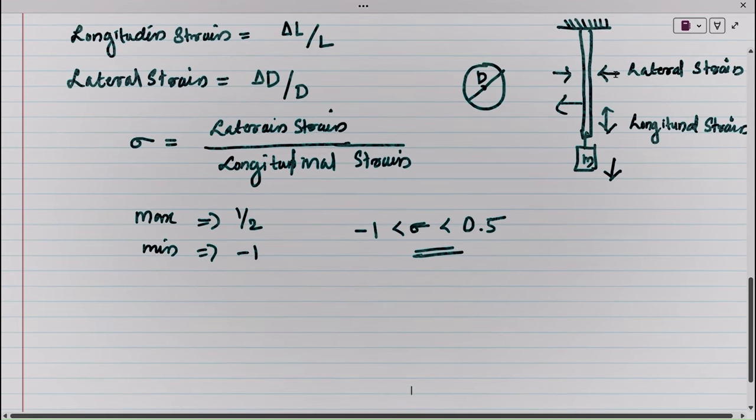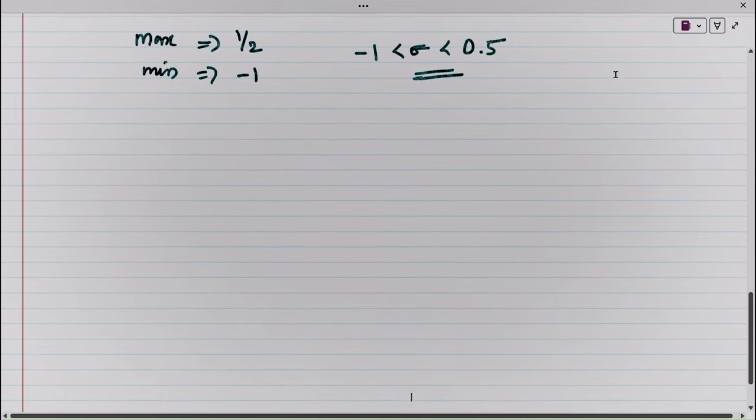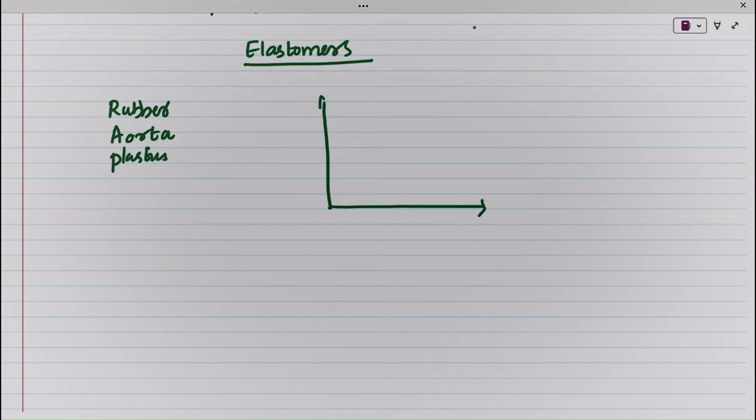Now we are going to discuss what elastomers are. We already defined what a stress strain graph is. For example, for rubber and the aorta, our blood vessel, and plastics, we are expecting a curve like this. We are expecting the stress strain graph like this. We can say that it is not linear, but exponential. It is the graph of the aorta.